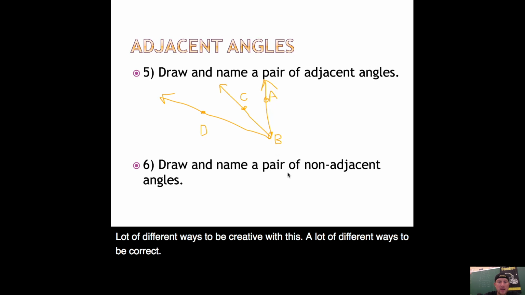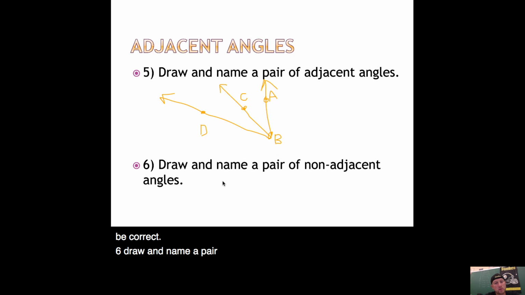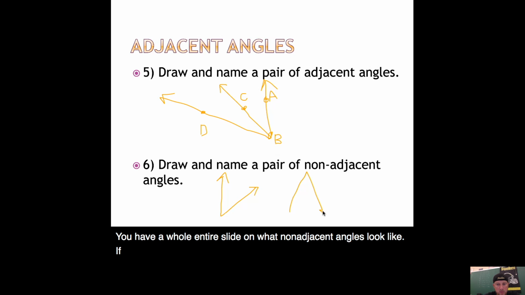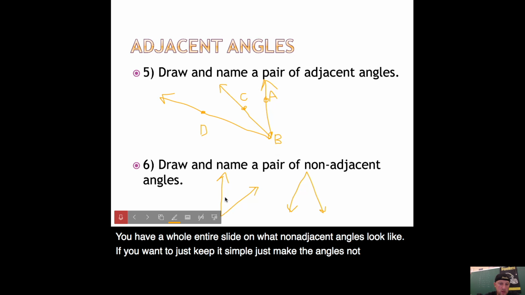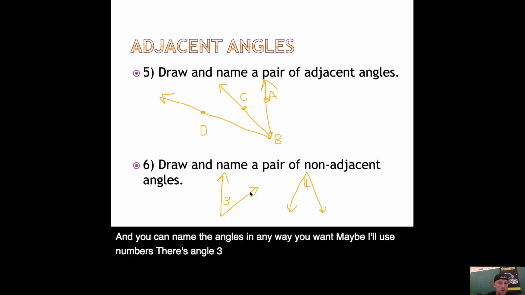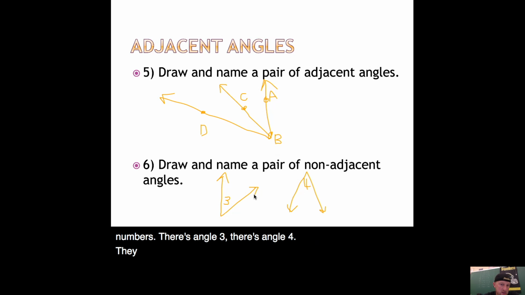Number 6, draw and name a pair of non-adjacent angles. You have a whole entire slide on what non-adjacent angles look like. If you want to just keep it simple, just make the angles not touch. And you can name the angles any way you want. Maybe I'll use numbers. There's angle 3, there's angle 4. They're non-adjacent because they don't touch each other.